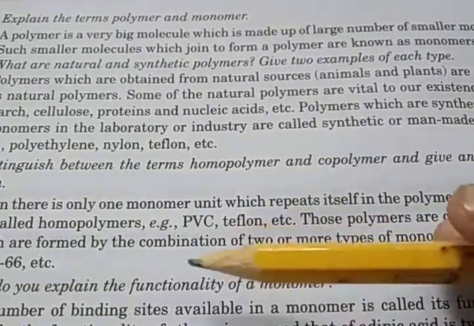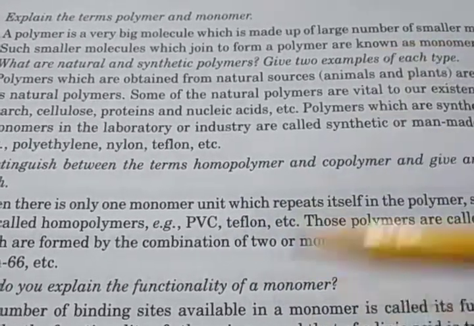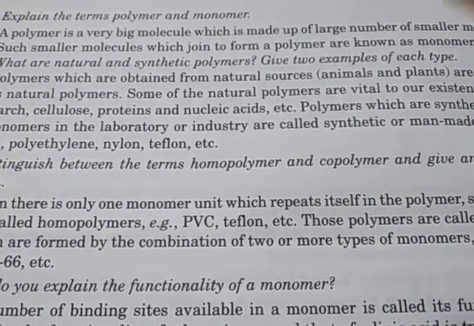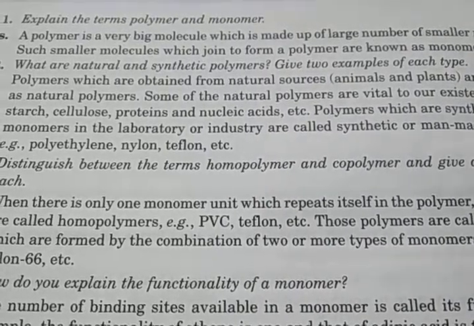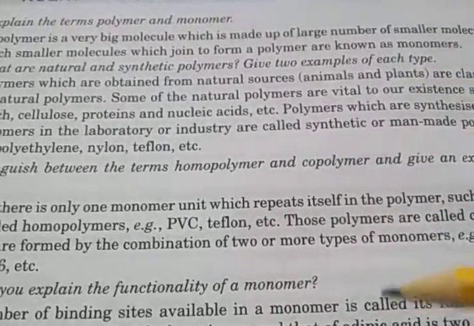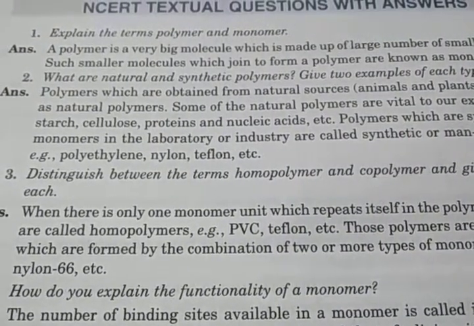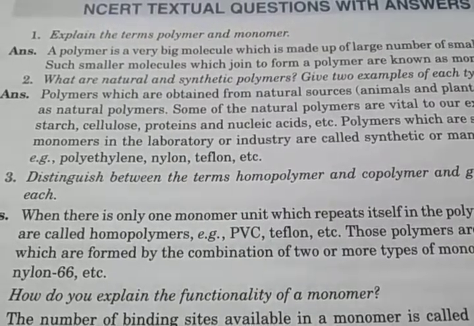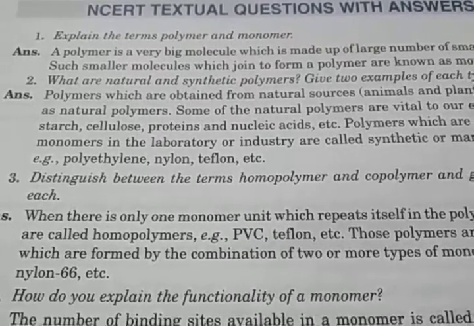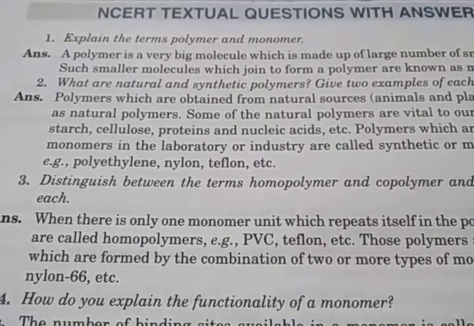Examples of homopolymers are PVC, that is polyvinyl chloride, where the same unit of vinyl chloride combines together and repeats itself. The second example is Teflon, and also Dacron. Examples of copolymers are bakelite and nylon 66. As I already explained, the monomer units of nylon 66 are hexamethylene diamine and adipic acid. Both have 6 carbons, and when they combine together, nylon 66 is formed.